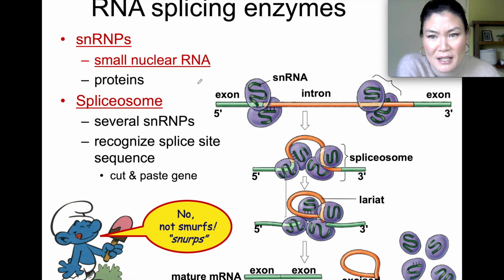But with the splicing, how I said splicing occurs where the introns come out and the exons stay together. There are enzymes that do this, okay, in the nucleus. These enzymes are called spliceosomes, okay, spliceosomes. And the spliceosome is made up of SNRPs, not Smurfs.